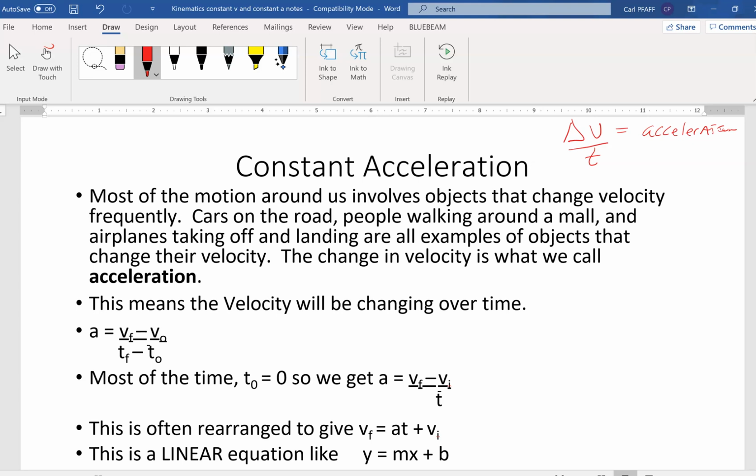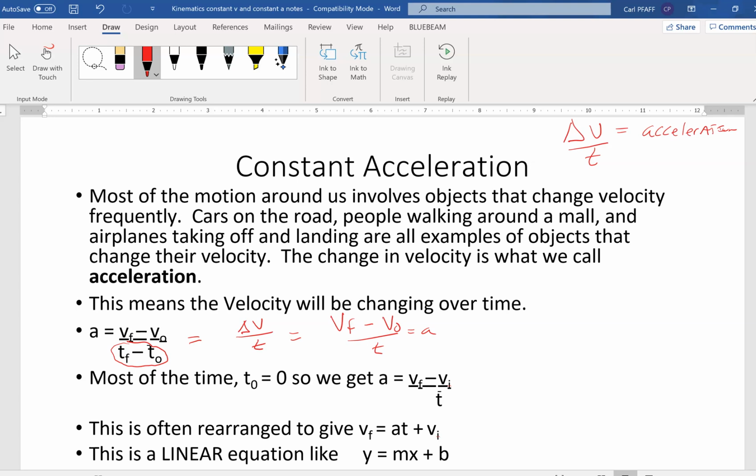And what that means is that velocity will be changing over time. So A equals change in velocity over time. And that change in velocity is my final velocity minus my initial velocity, all that over time equals acceleration. A lot of the times, even though it should be change in velocity over change in time, that initial time, t0, is usually 0. That's when we start.